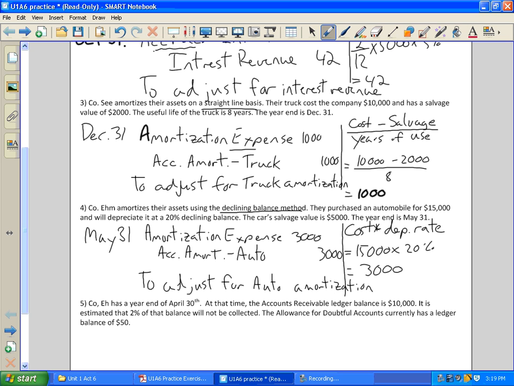Okay, so that's the two amortization methods that we're going to use, at least for this time period, at least for the time being. Straight line basis and the declining balance method. But remember, the declining balance method will just and always be the first year for the time being.